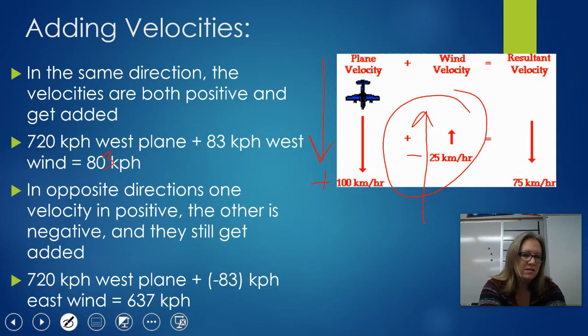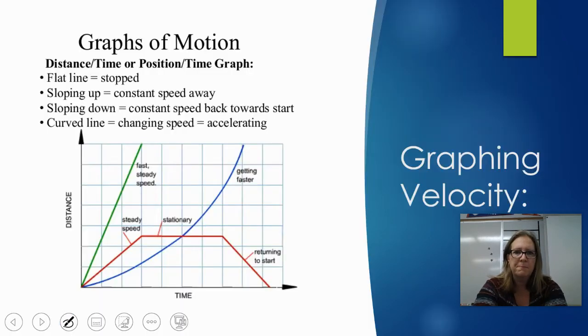There's another example in your book. It talked about a 720 kilometer per hour plane traveling west, and it's flying into a wind that's traveling east, okay? So an 83 kilometer per hour wind traveling east. It was given that negative because it's in the opposite direction. And so the difference between those two would give us the overall velocity of that plane of 637 kilometers per hour, okay?